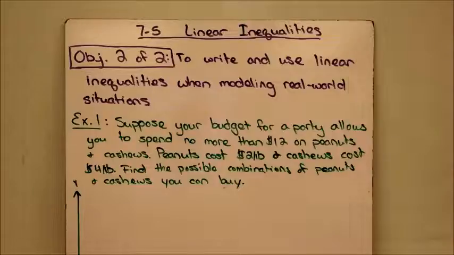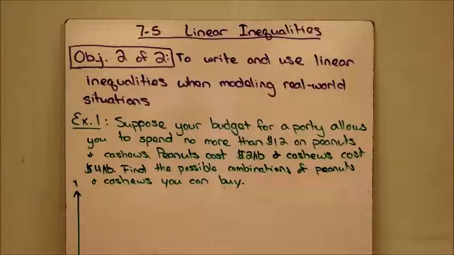So example 1, suppose your budget for a party allows you to spend no more than $12 on peanuts and cashews. So you're throwing a party and you need to buy some peanuts and cashews. Peanuts cost $2 a pound and cashews cost $4 a pound. Find the possible combinations of peanuts and cashews you can buy.